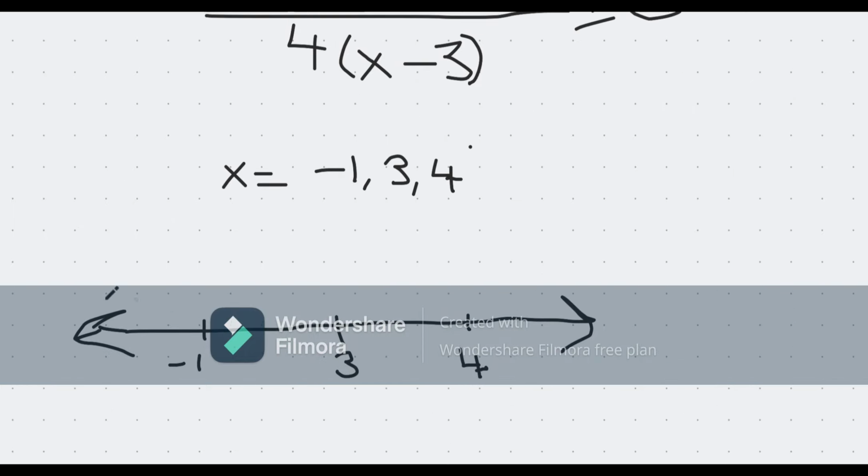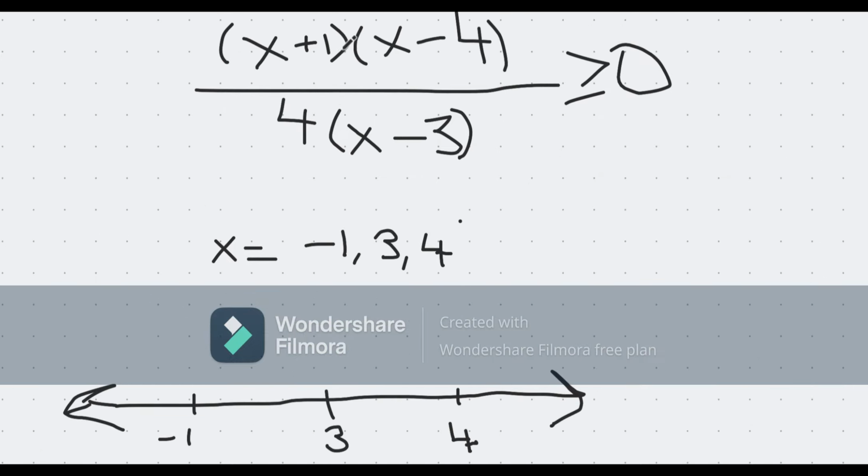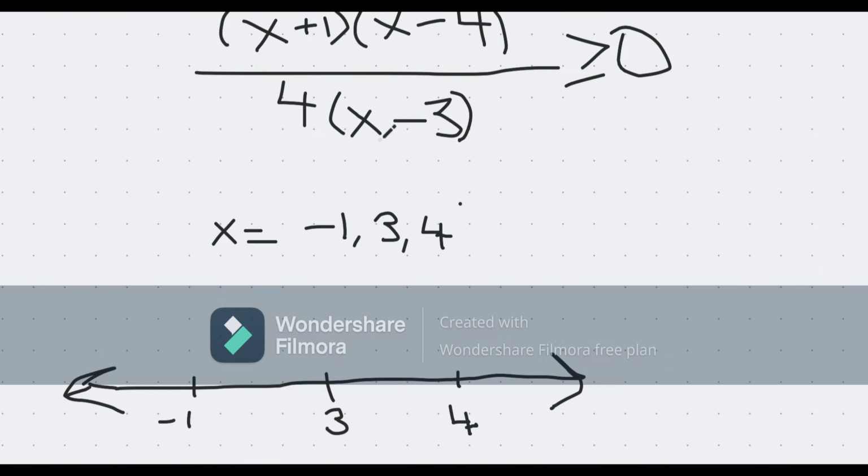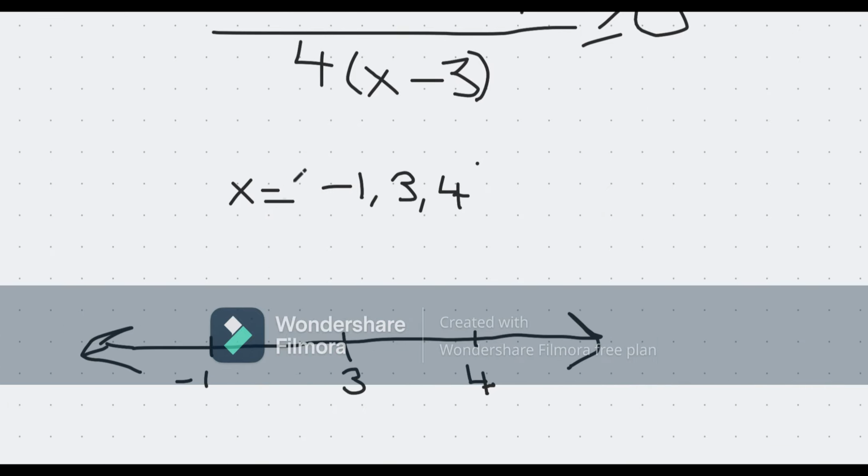Okay, now let's plug in a really large negative number into this. Let's see what we would get. We would get a negative times a negative divided by a negative. So that would give us a negative value. So we put a negative sign right here.